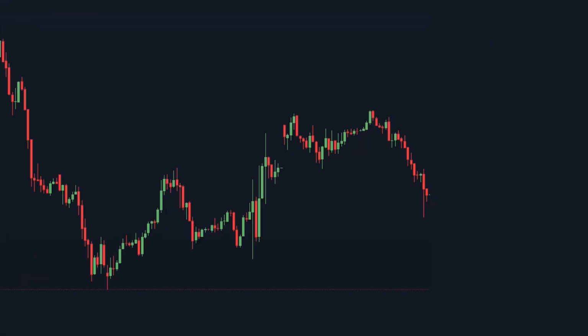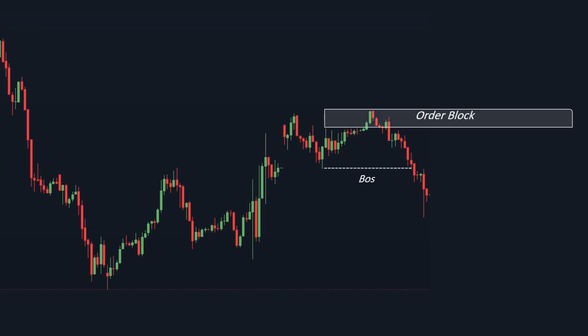We all know how painful it feels when our SL gets snipped and price reverses and moves in our favor. I want to share one simple but very effective way to prevent order block traps. I have noticed, after months of studying price, that most order blocks that fail usually have a fair value gap right above or below them.